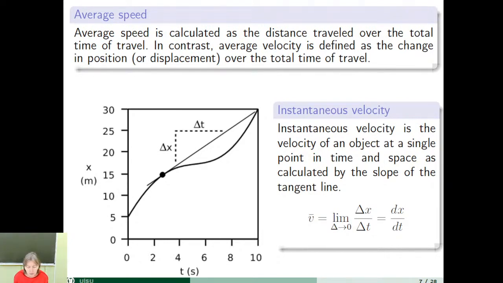That line would be the line tangent to the curve at that point. If we extend this line, we can easily calculate the displacement over time and determine our velocity at that given point. The velocity of an object at any given moment is the slope of the tangent line through the relevant point in its x versus t graph.